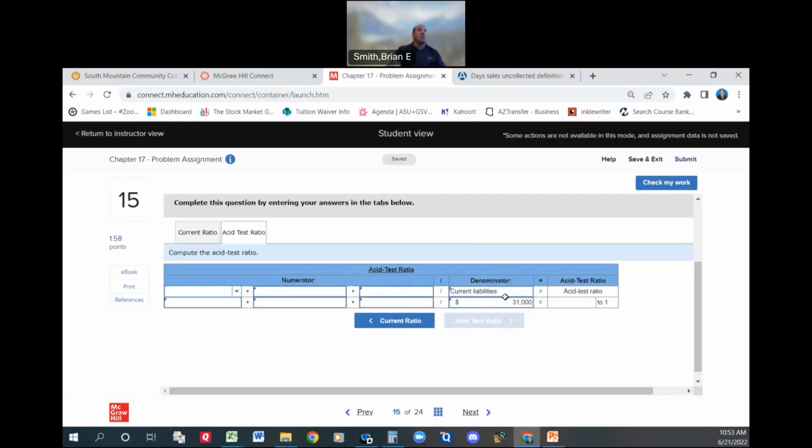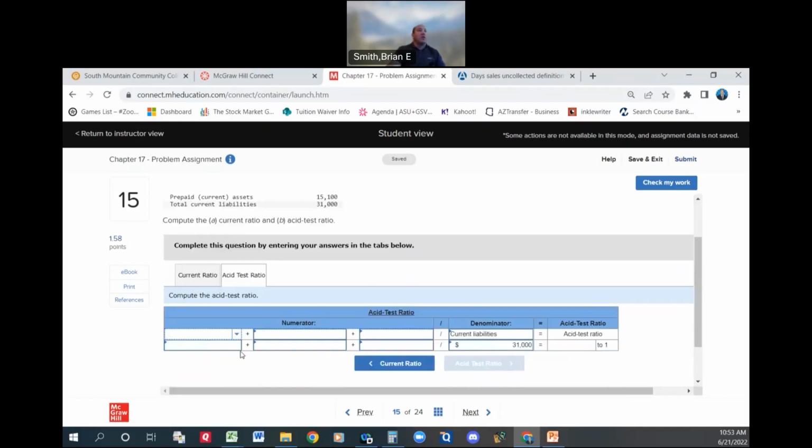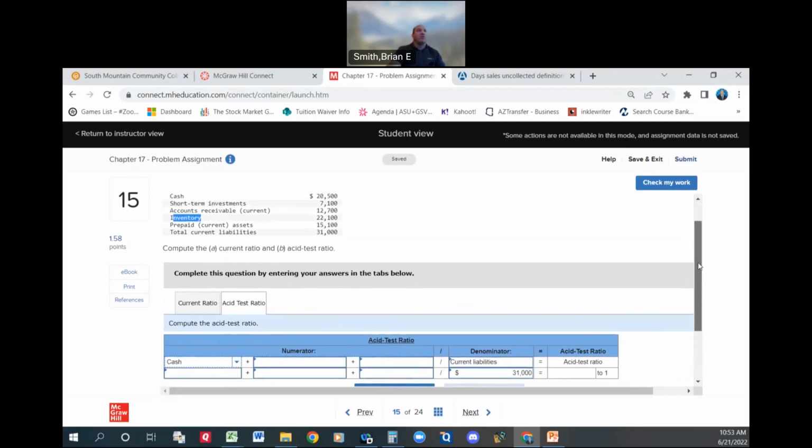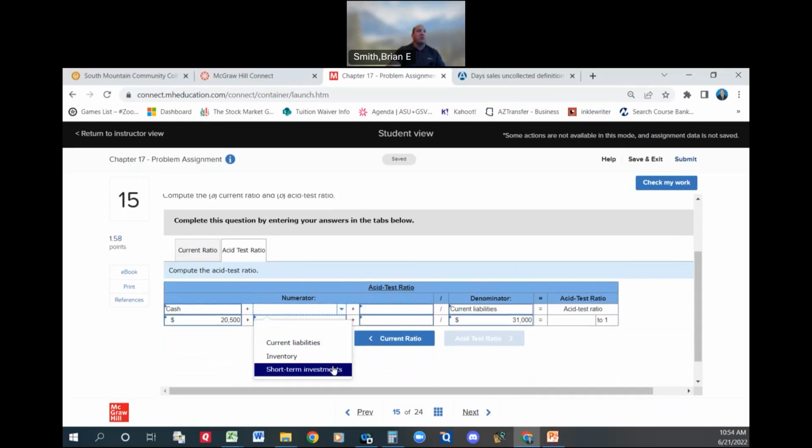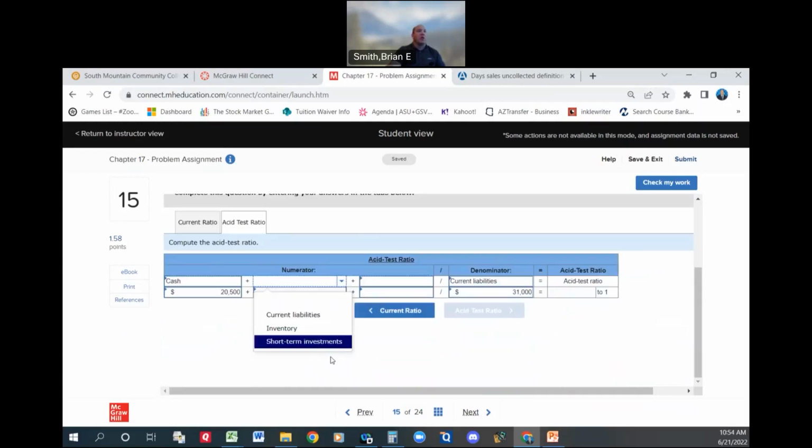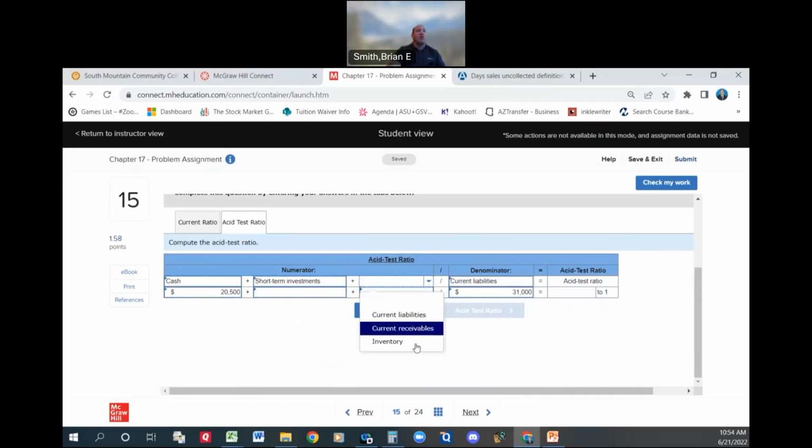31,000. Okay, so now we're definitely going to include cash, 20,500. Short-term investments, probably not going to include that just because it's not as liquid as it should be. Accounts receivable, going to include that one. Oh, I guess we are going to include short-term investments. And then the last one we'll include is current receivables.